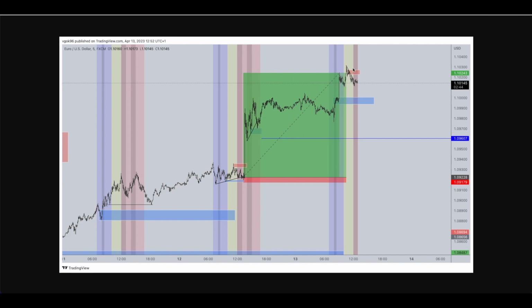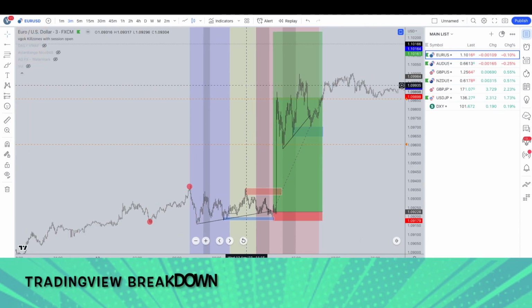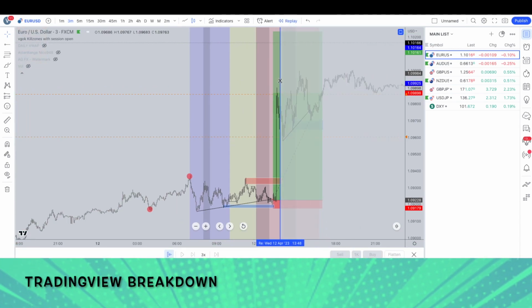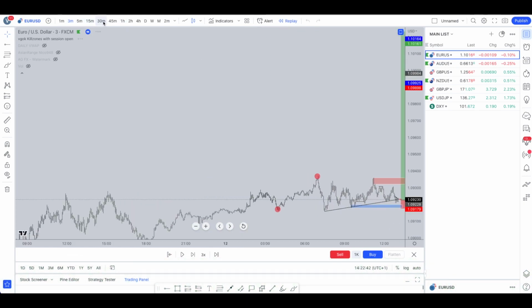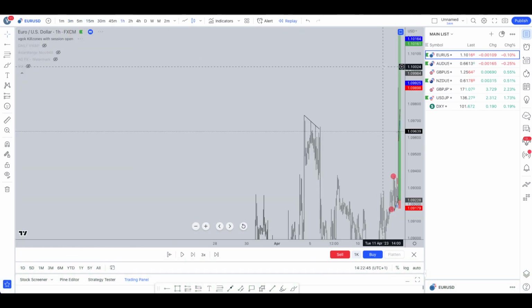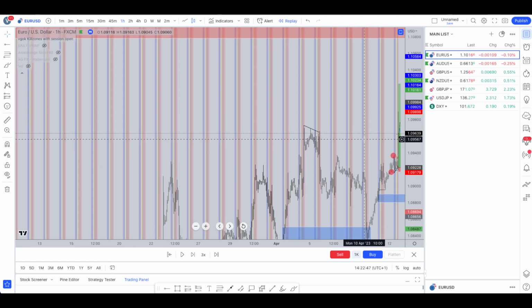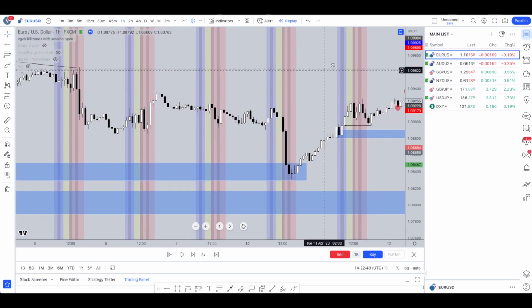Now the trade did look to continue going upwards after this, but we'll have a closer look into that in the next few minutes as we go into the TradingView breakdown of this video. So here we can see the trade, and before we get started, I'm going to cut the price off right there so we don't lose our position, and I just want to have a look at the previous few days' worth of price action on the hourly time frame.